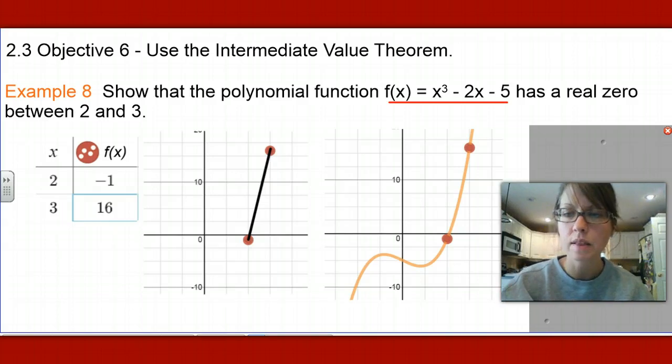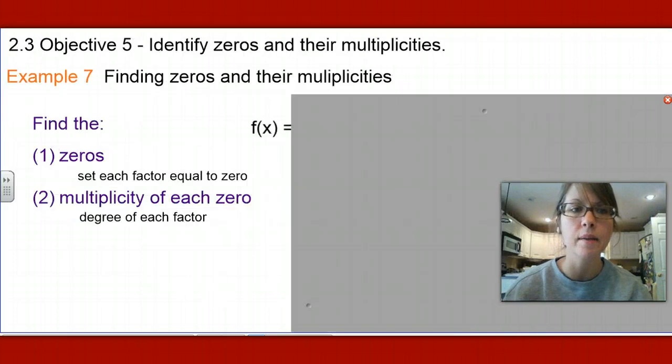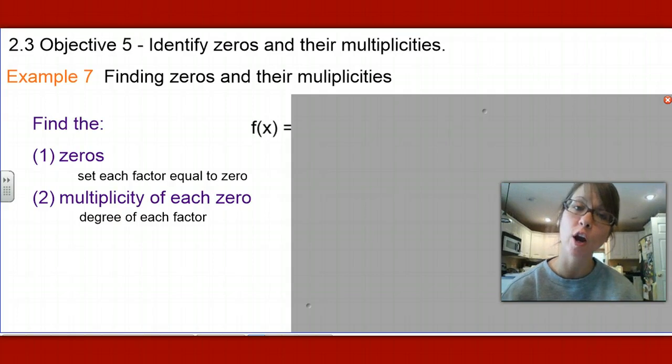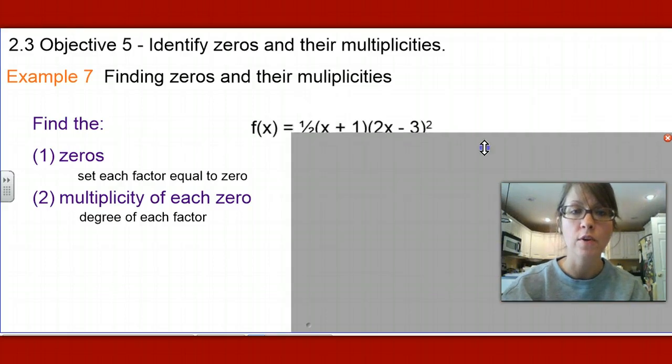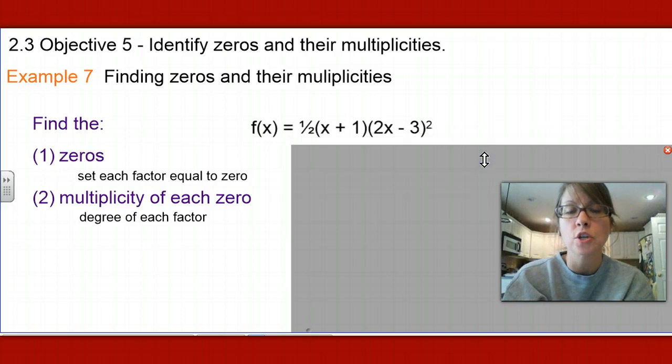Okay, let's talk now. We're going to back it up to objective 5, finding zeros and their multiplicities. So the zeros should not be a funny thing for you, but multiplicity is probably a word that you've not heard unless I just mentioned it off the cuff last year. So example 7, again, finding zeros and their multiplicities. To find the zeros, we're going to factor and set each factor equal to 0 to find those. And they've done you a favor here in example 7 in showing you the function in factored form already.